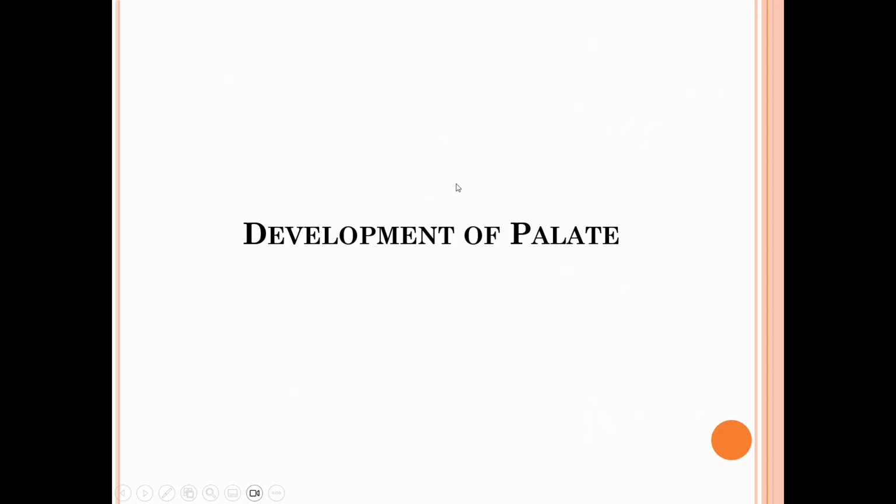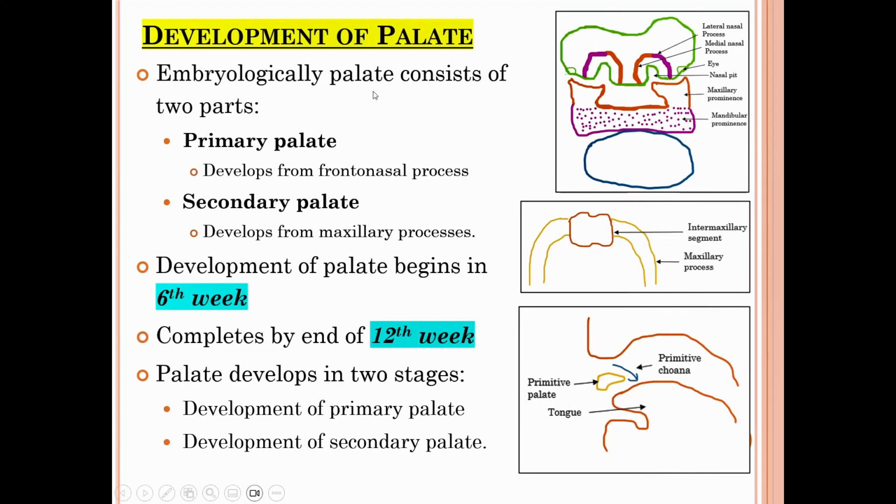Okay, now we will see the development of palate. So embryologically, palate consists of two parts, primary palate and secondary palate. Primary palate develops from the frontonasal process. Remember, in the previous slide I have shown you there is the intermaxillary segment, which is giving the primary palate, and secondary palate is coming from the maxillary process. Development of palate begins in 6th week and it is completed by end of 12th week. Palate is developing in two stages. First development of primary palate and then development of secondary palate.